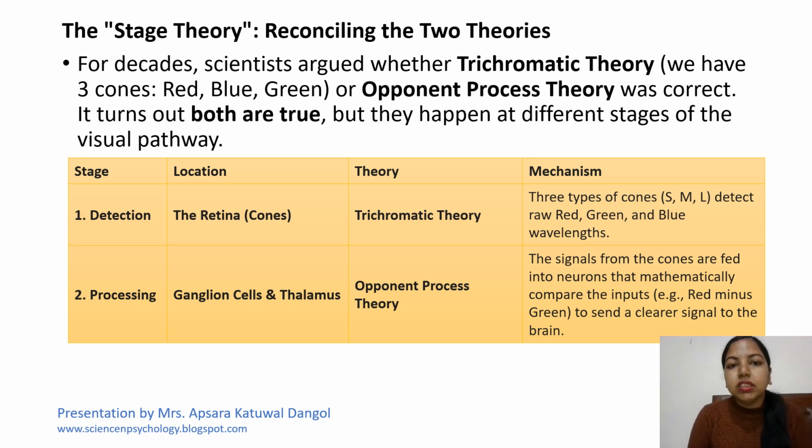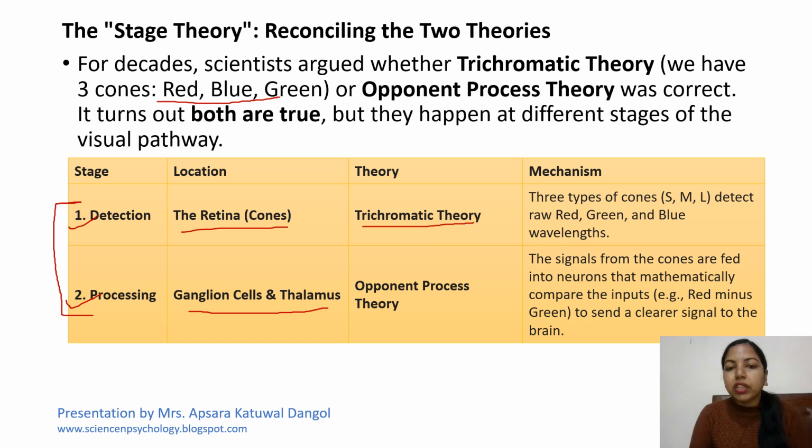The stage theory, reconciling the two theories. For decades, scientists argued whether trichromatic theory, with three cones of red, blue and green, or opponent process theory was correct. It turns out both are true, but they happen at different stages of the visual pathway. There is a two-stage theory: detection and processing. Detection happens in the retina and processing happens in the thalamus and ganglion cells.